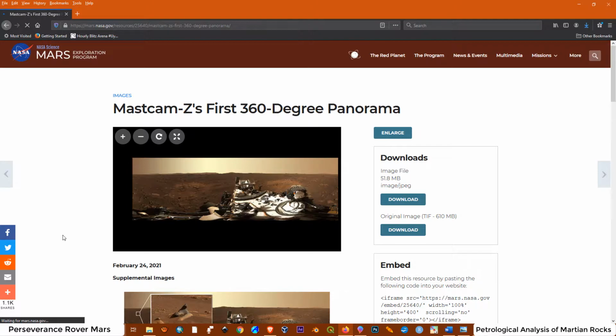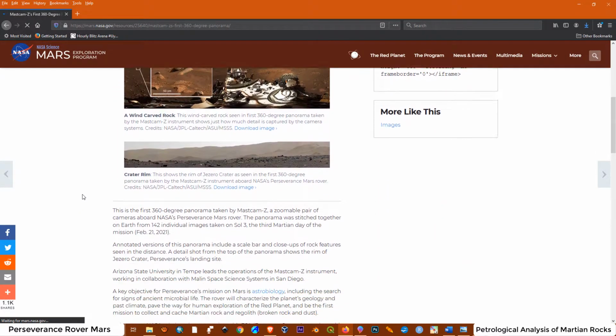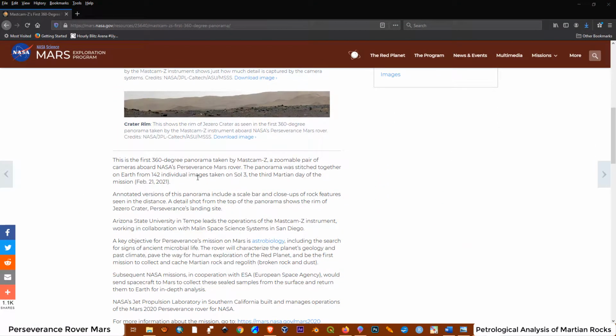This image, as the description says, is the first 360-degree panorama image from the Perseverance. The image was taken by the Mastcam-Z. These are two cameras with a powerful zoom. The panorama was created from 142 individual images taken on the third day of the mission, on February 21st, 2021.